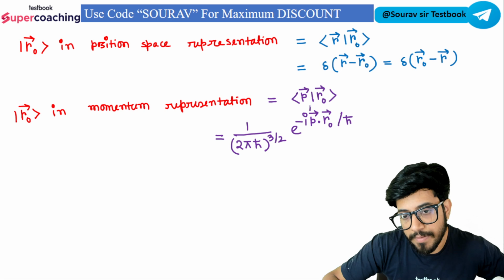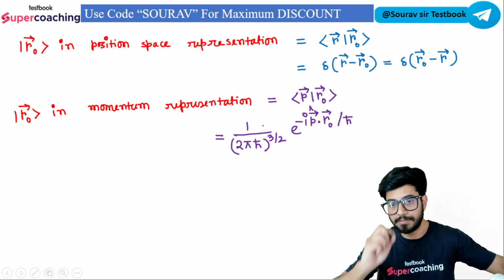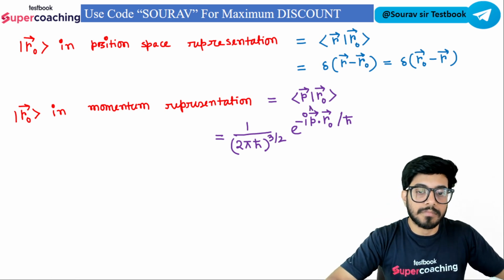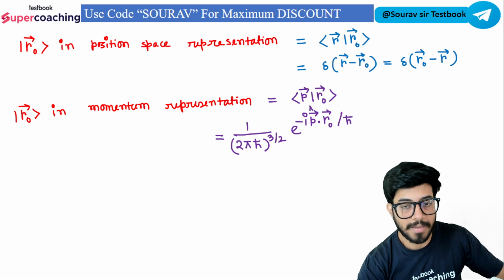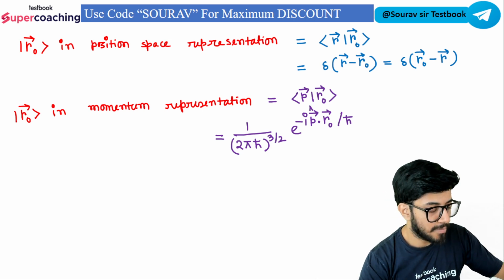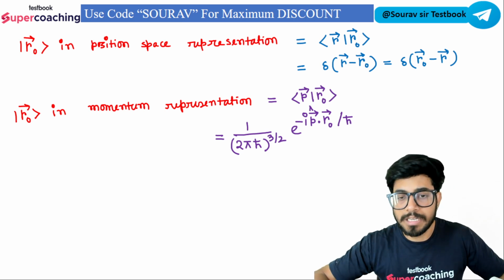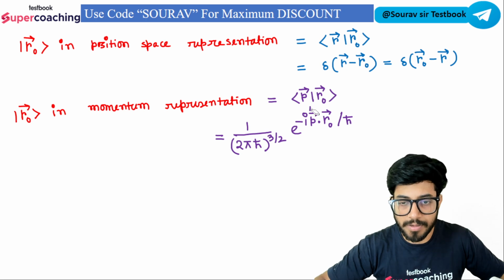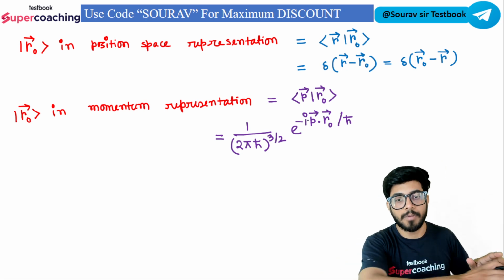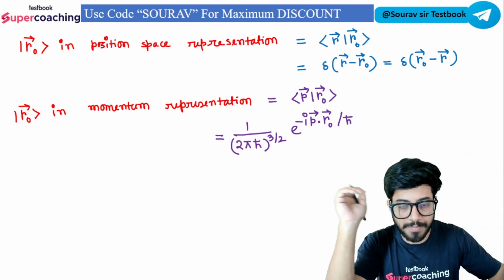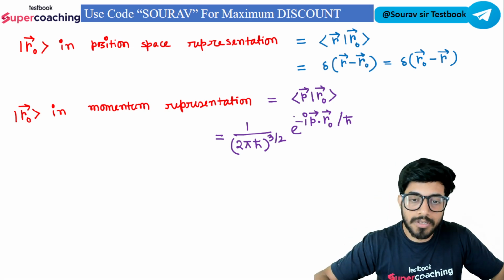बट ऑफ कोर्स यहाँ पे ये वाला तो है ना, P cap R naught divided by h. So this is the basically in momentum representation. Okay, momentum representation में तो momentum operator नहीं होता, simply ये होता है. तो ये momentum representation में it should be a function of P only. R naught is just a constant. So yes, it's a function of P.